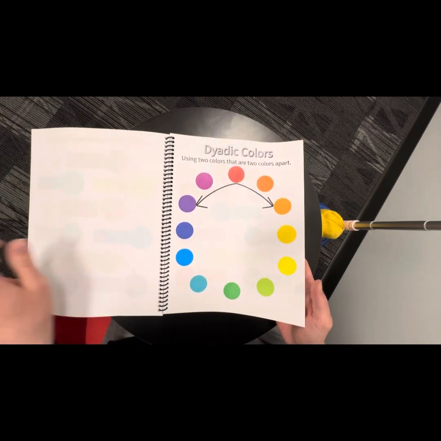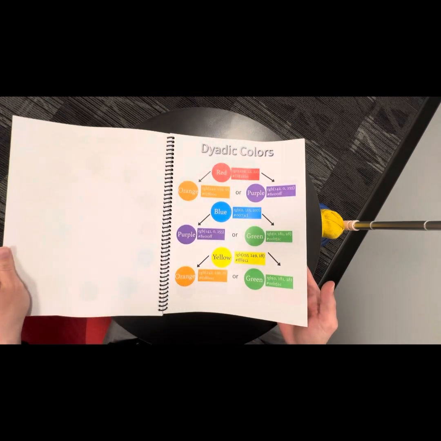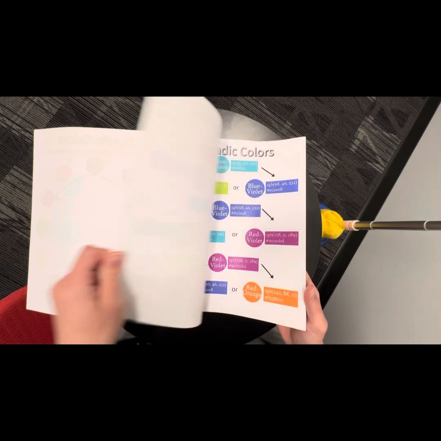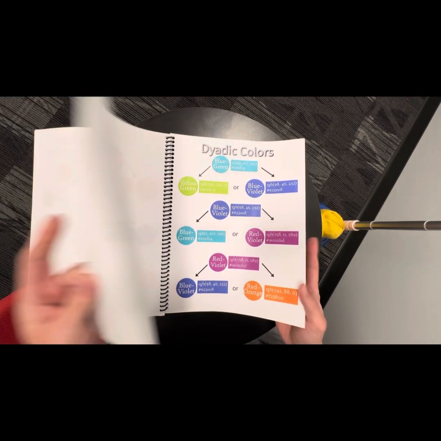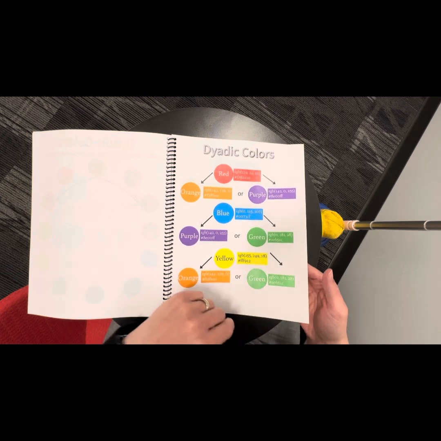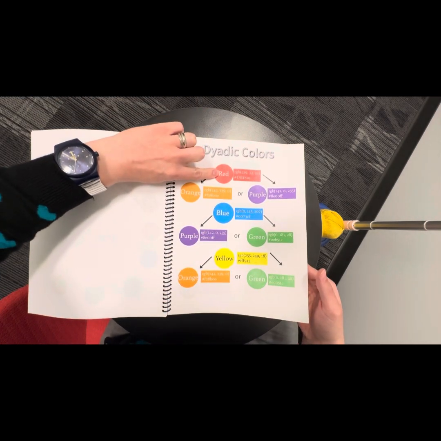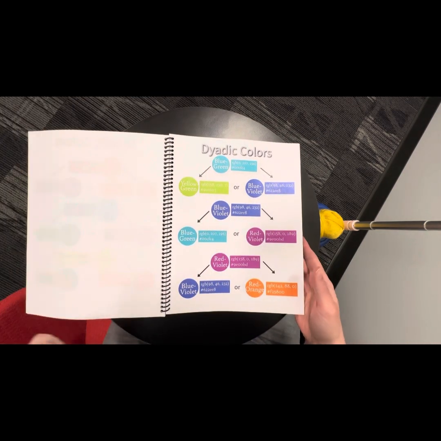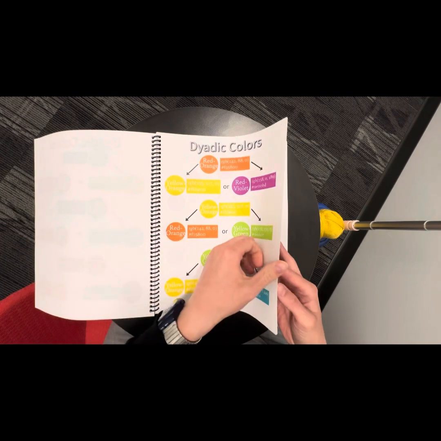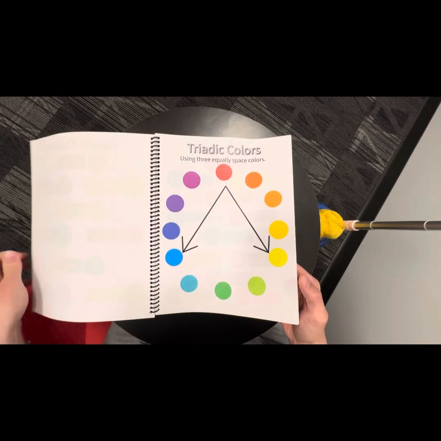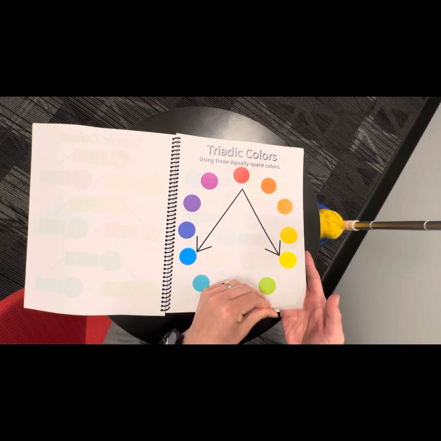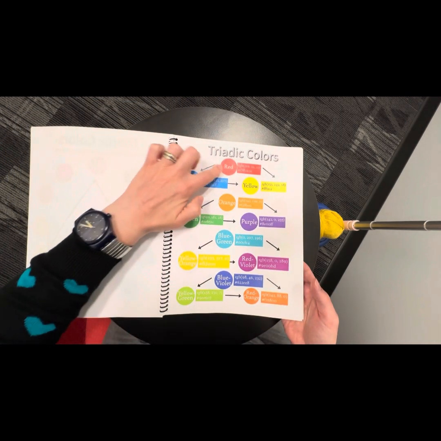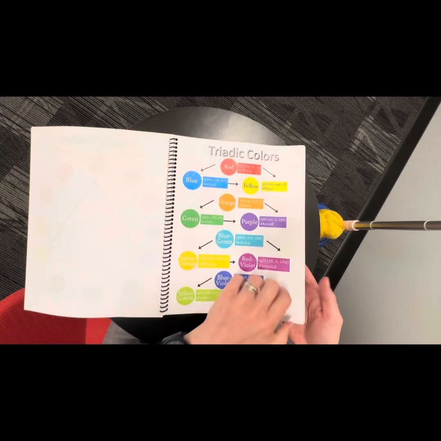And then we get into dyadic colors, and it's the same setup where I start with the primary colors and I work my way through the secondary colors and the tertiary colors. So for example, red is dyadic with orange or purple. And then we get into triadic colors, which is a 3-color scheme. And for example, red is triadic with blue and yellow.